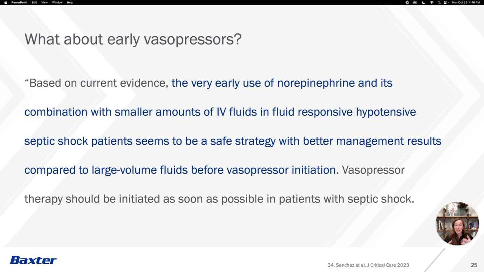sepsis-focused nurses in the ED, or sepsis nurses in the hospital that respond to all code sepses, similar to a rapid response team, only they're sepsis only focused. I'm seeing that done more and more on the West Coast. I'm on the West Coast, but this paper from Dr. Sanchez et al. was published this summer.